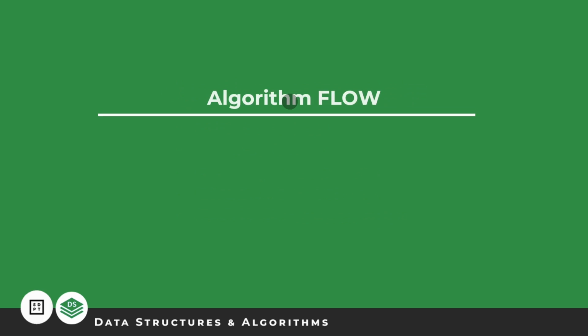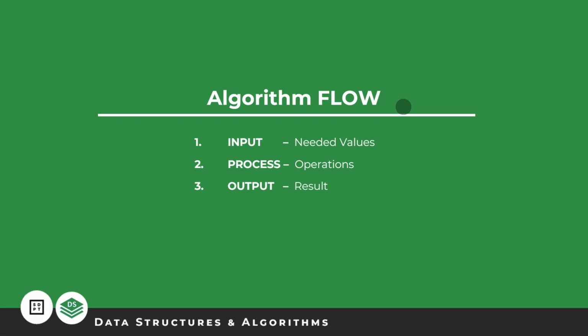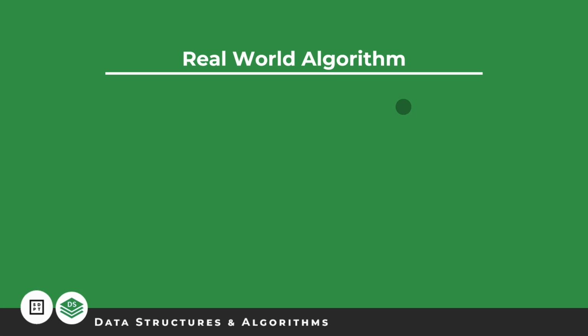Ngayon, let's talk about the flow of algorithm. So, of course, meron tayong input. So, yung mga kailangan natin value to perform our algorithm. Then, we have the process, yung mga operations na gagawin natin dun sa input natin. And then, finally, our output, which is yung result natin from our algorithm. So, ngayon, let's look at real-world algorithm.